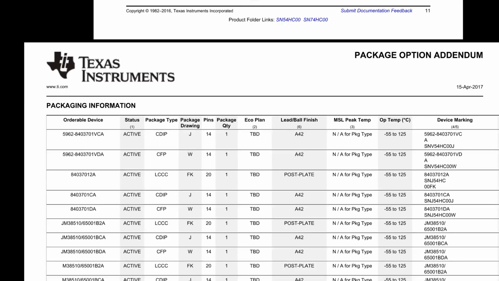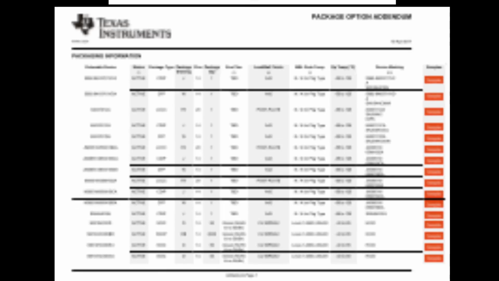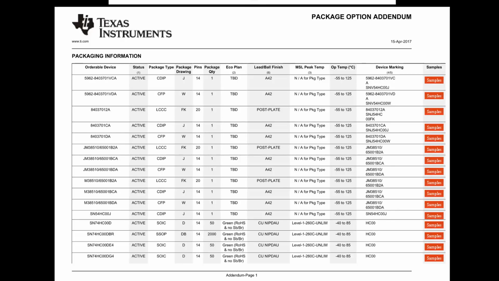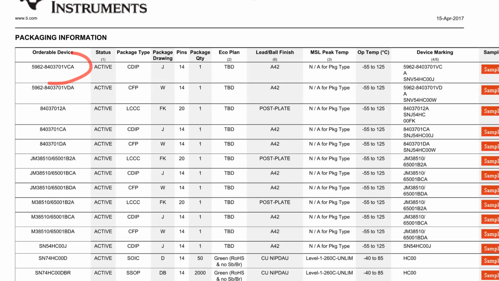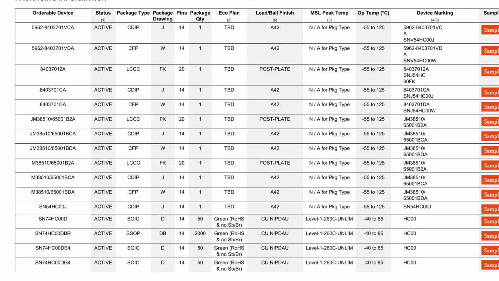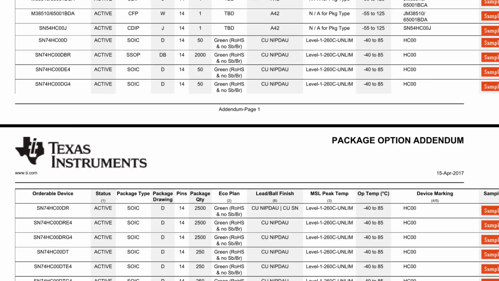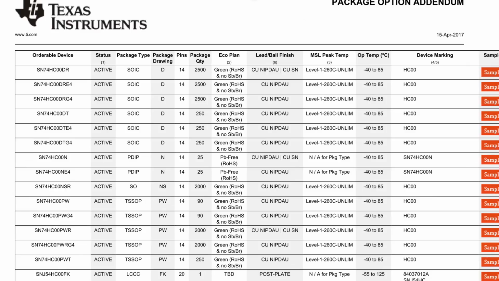Anyway, now we get into the package option addendum, and this is where you actually get the orderable part number over here. So that was for the ceramic DIP package. If you're looking for your plastic DIP package, where is it? Your P-DIP over here, that's the one you want. Now let's actually have a look. There's actually two plastic DIP packages here. One's got N there, and one's got NE4. Let's have a look at the difference.